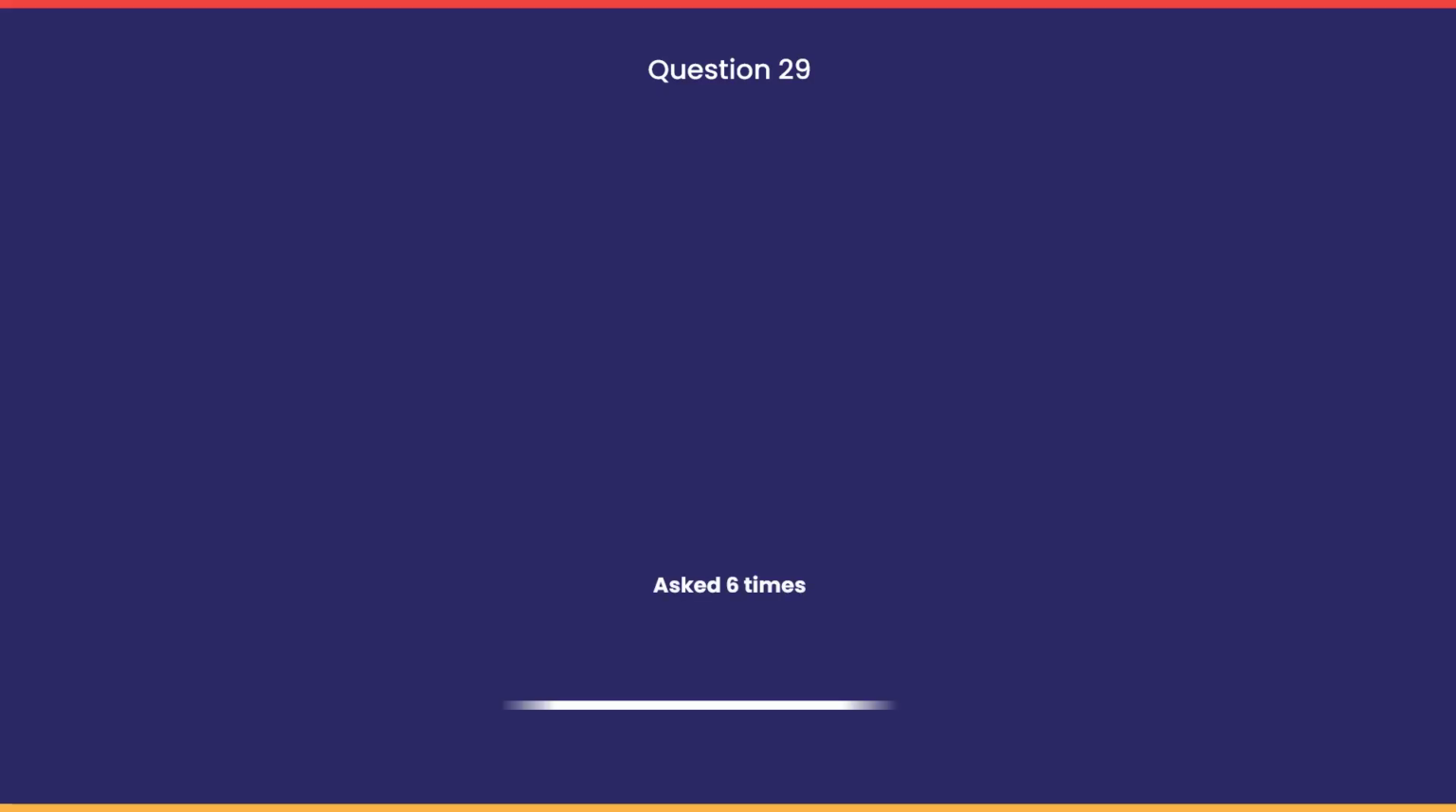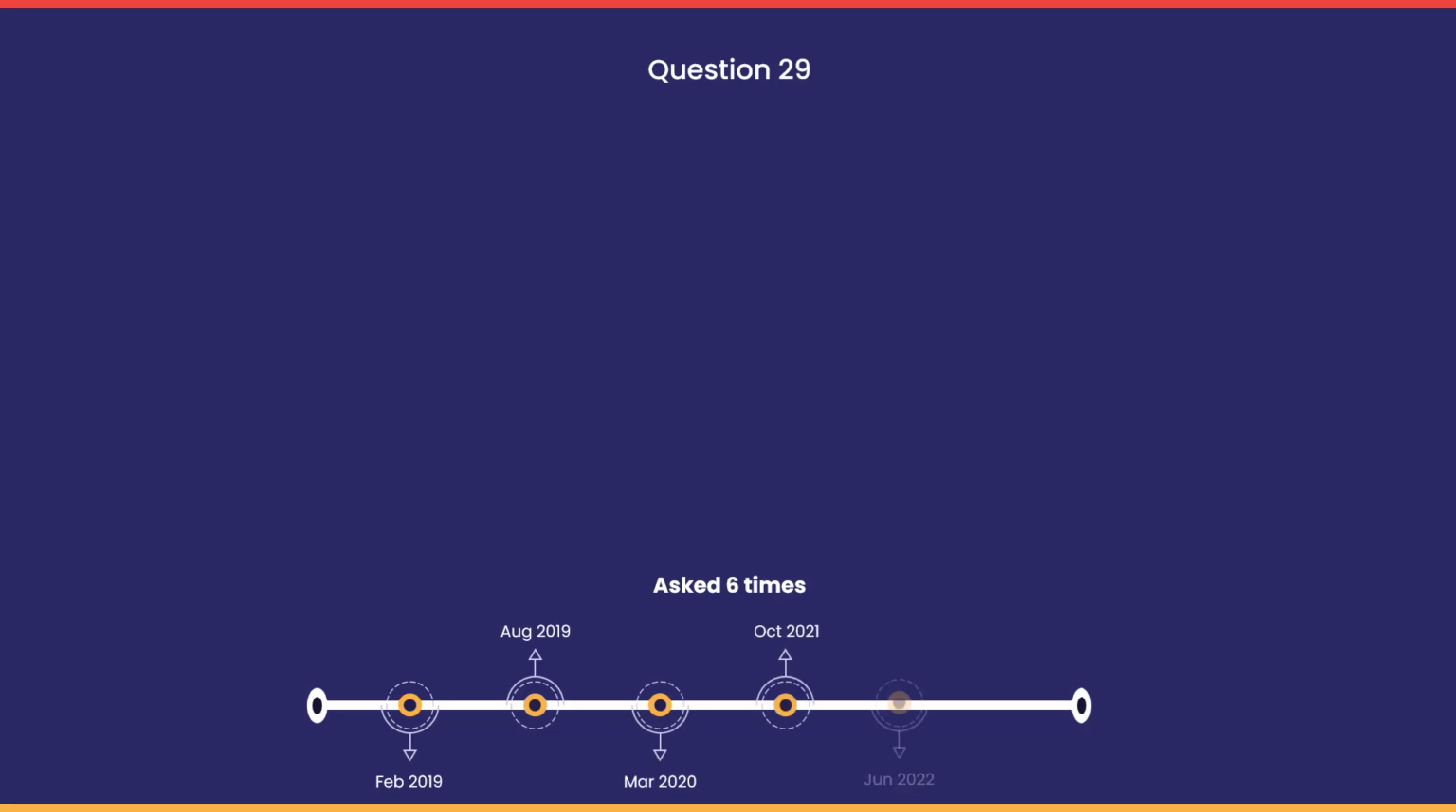This metabolic rate question has been asked 6 times in the last 5 years, which indicates a strong chance of seeing it in your exam.